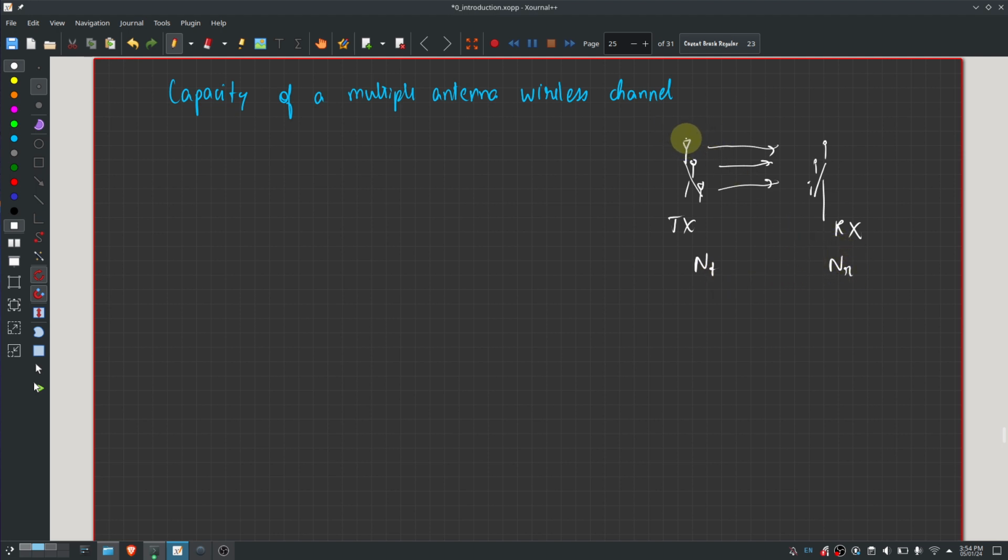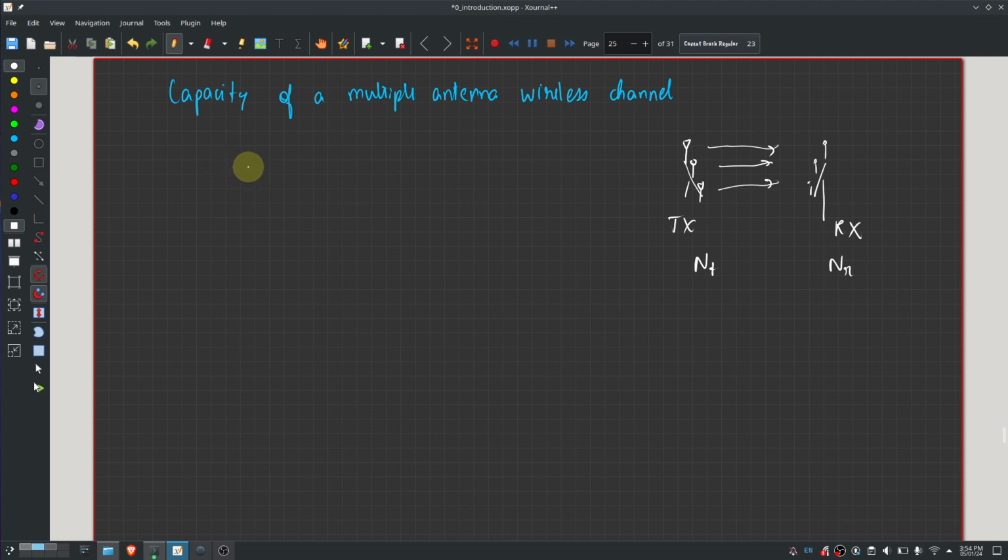Essentially, you can think of this as the modulated symbols that are transmitted on each of these antennas. So I can transmit NT modulated symbols on each of these NT antennas, and correspondingly I get NR different values, the measurements at each of these NR antennas. These are the demodulated symbols.